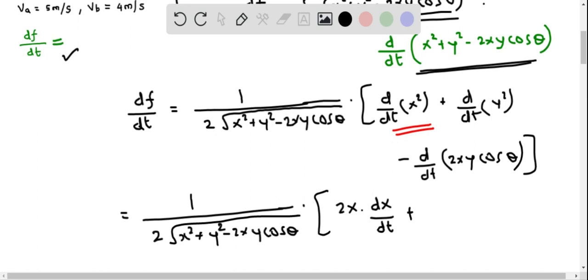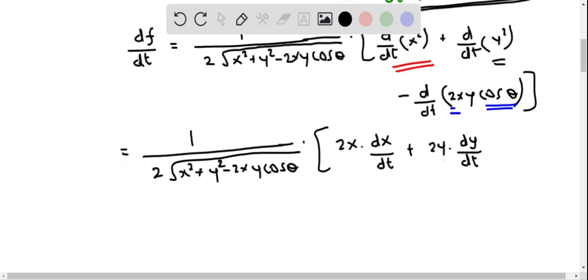And similarly, differentiation of y squared applying the power rule, we get 2y, and applying the chain rule, we get dy over dt. And here, because theta is fixed, cos theta is also a constant, and 2 is a constant. So you can just factor out the constant and find the derivative of the remaining expression. That is, we will have 2 times cos theta times d by dt of xy.